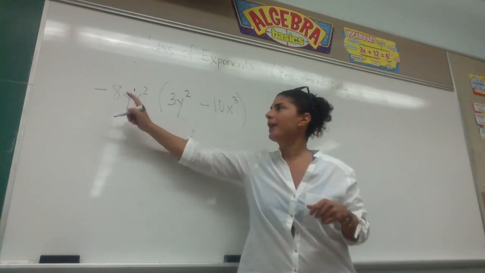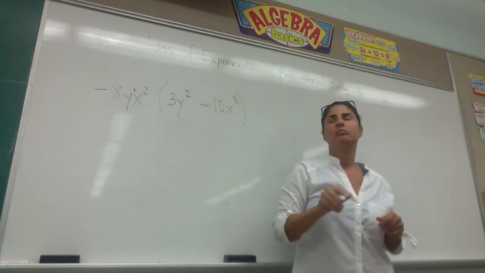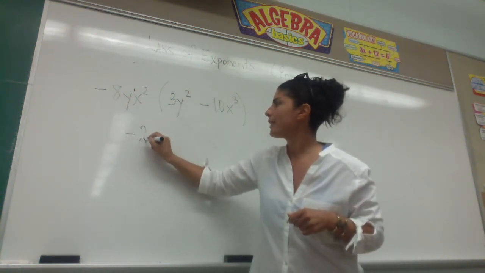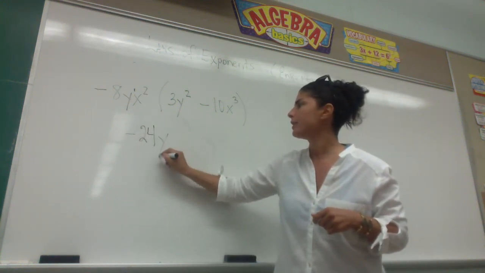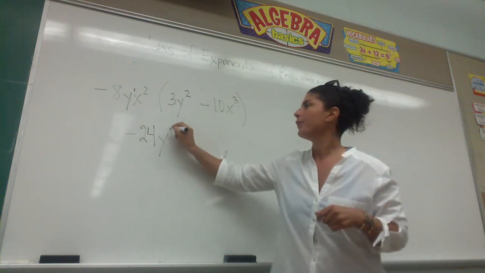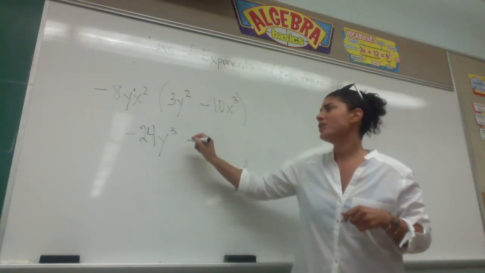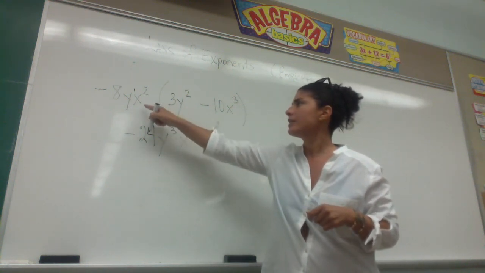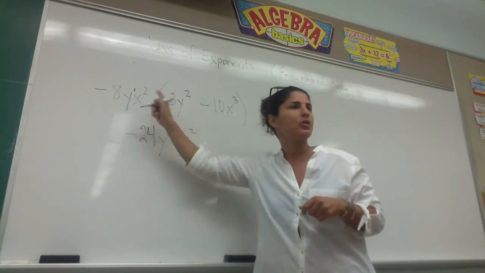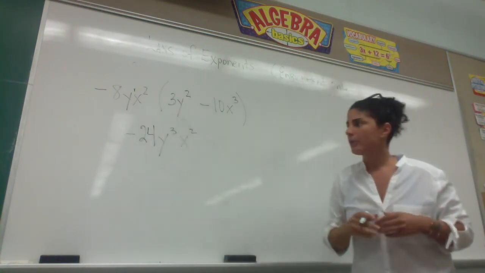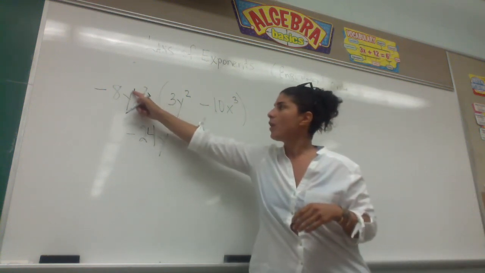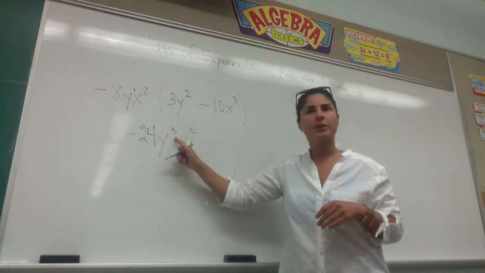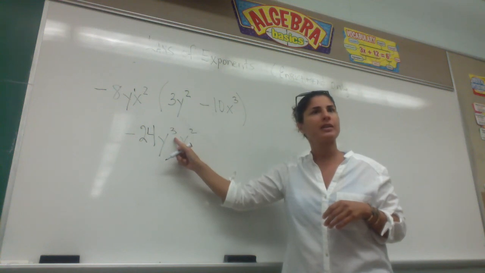Multiply negative 8 times 3 gives me negative 24. How many y's do I have? Y to the power of 3. How many x's do I have? X squared, because this guy didn't have anything to multiply with. So that's how you start off. All I did was add the 1 plus the 2 to make it 3. That's what the law of exponents said.